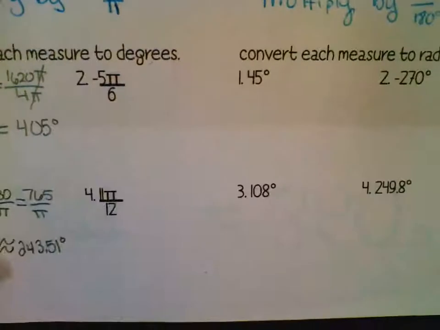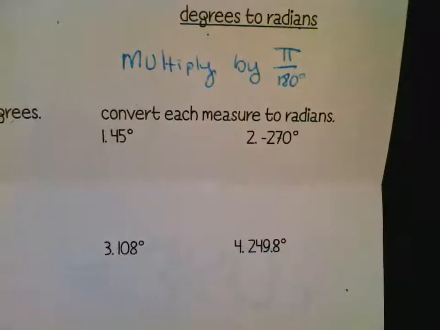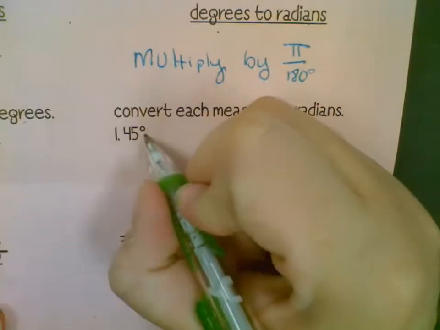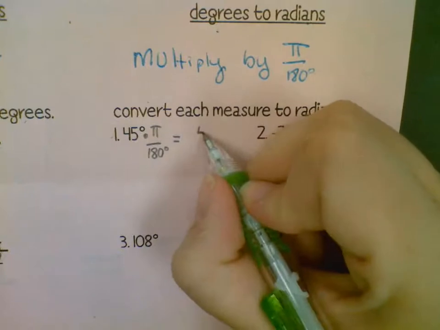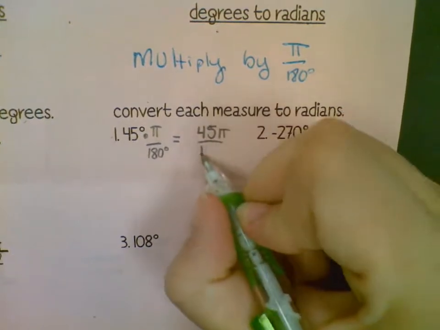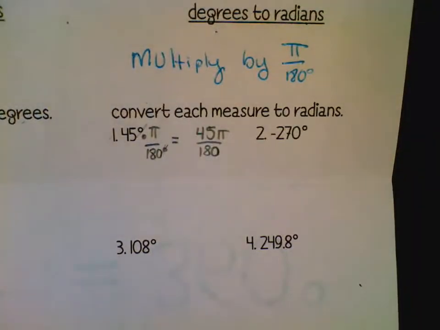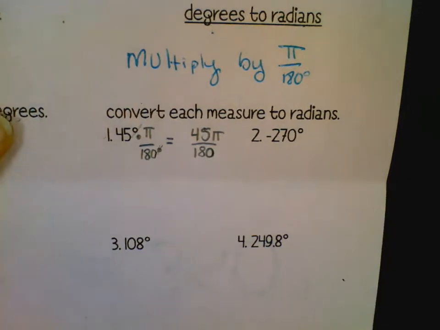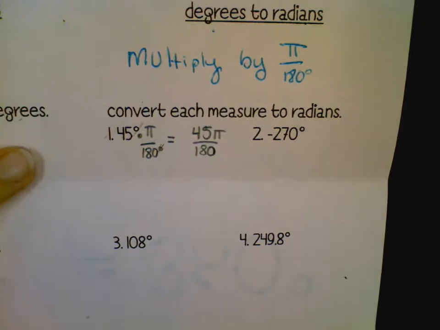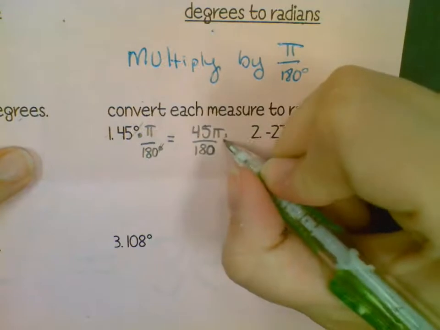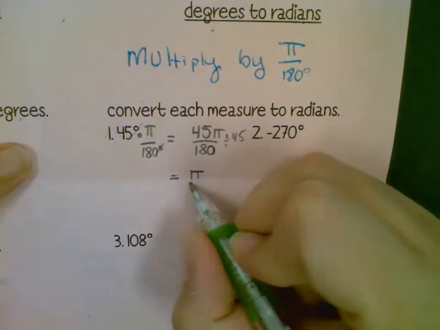Let's try converting to radians. If we want to get rid of the degrees and go to radians, we put the degrees in the bottom. This time we multiply by pi over 180. We multiply straight across and get 45 pi over 180. Make sure you don't write the degree sign; they cancel each other out. From here, we just have to reduce our fraction. We're in radians now, so the rest is just reducing. What can we divide 45 and 180 by? Good, the greatest common factor is 45. So we end up with pi over 4.